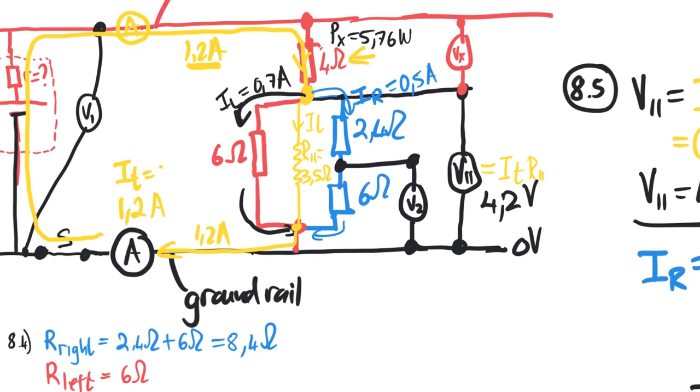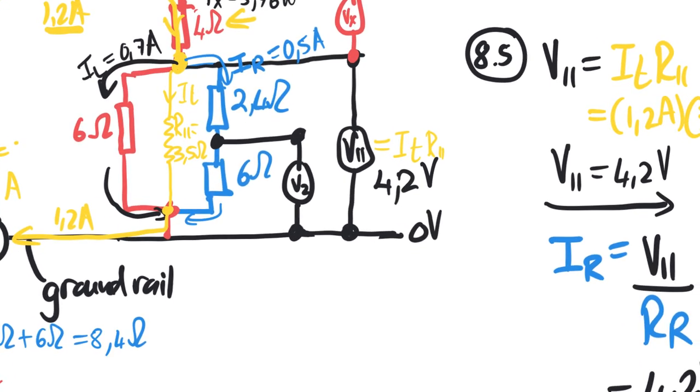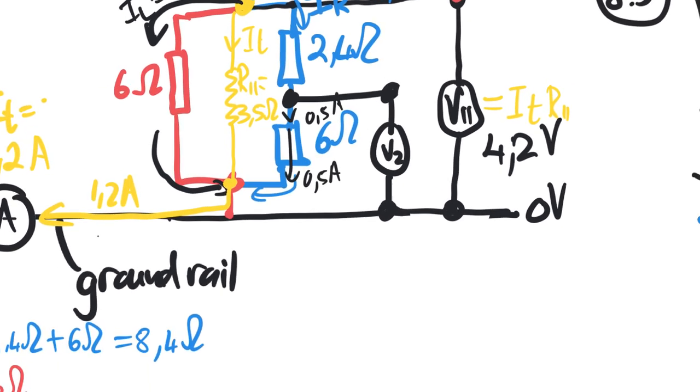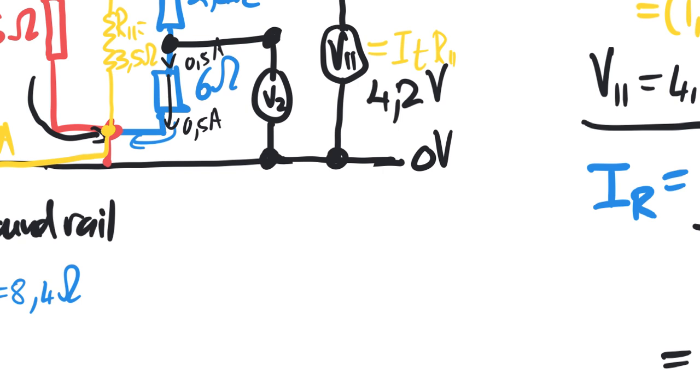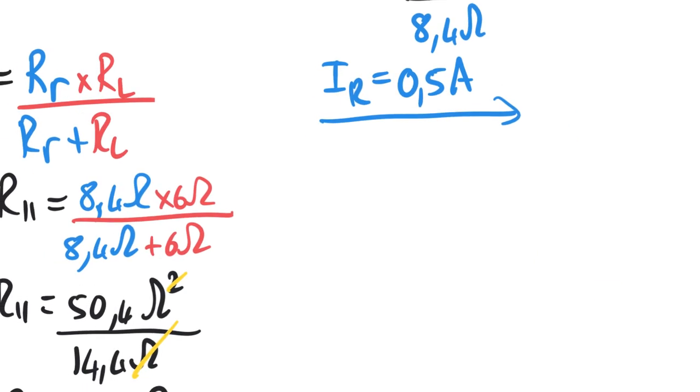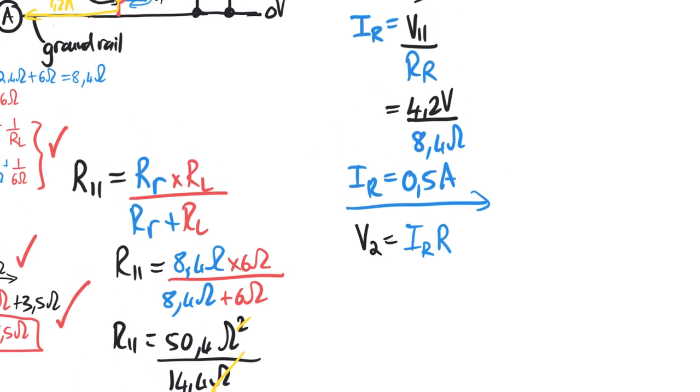So now that we have that the current is 0.5 amperes, we can now see that that current, that 0.5 amperes, flows through here. And so therefore V2 is 0.5 times 6 ohms. So we can say therefore V2 is going to be I right, the current through the right-hand branch of the parallel part of the circuit, times R.